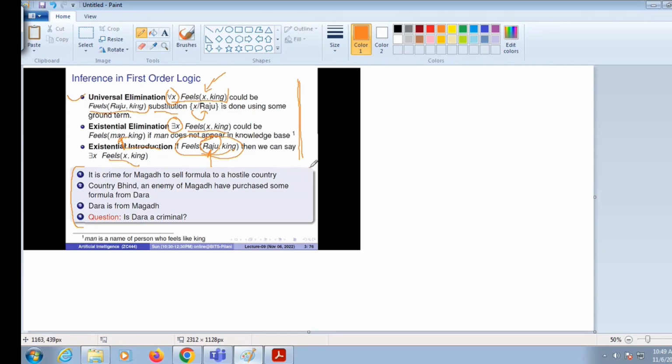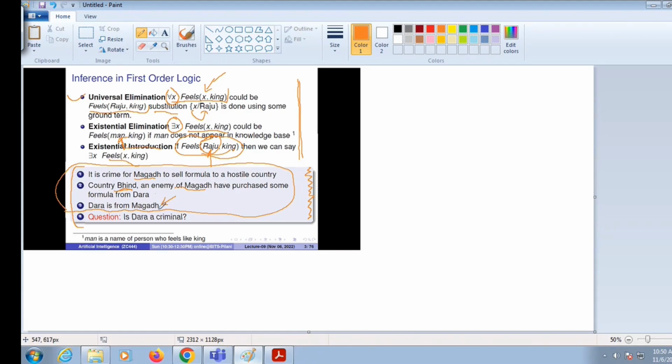So let's assume that this is the information given to you. Okay. And what is the information? Let's assume that these three statements are given to you. It is a crime for Magad, means the person who is in this particular place, to sell formula to a hostile country. For example, somebody in India selling a nuclear formula to Pakistan. So country Hind, there is another country, is an enemy country of Magad. Hind is an enemy country of Magad, and he has purchased some formula from Dara, and Dara is from Magad. So let's assume that this is what it is.